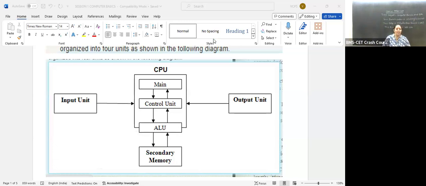Now see, when I talk about a program, what you're seeing on my system is Microsoft Word, which is open. It is basically a program, and that program is in execution. Execution means it is running. That is why it is on my screen. Suppose I minimize it, it will still run, but in the background.